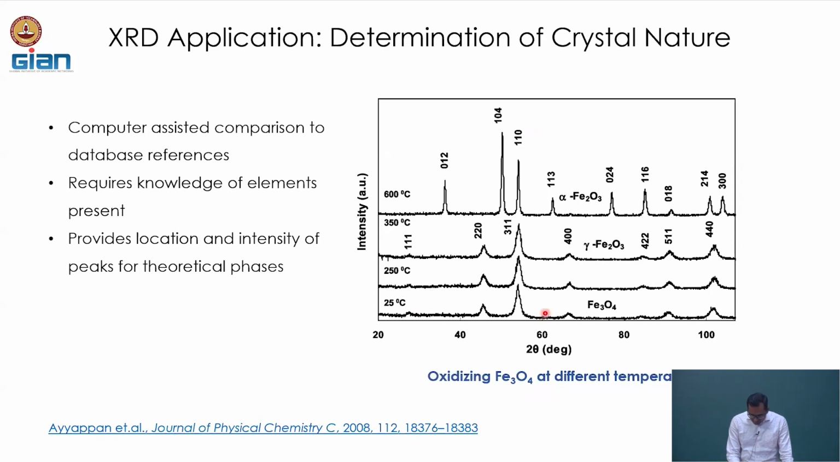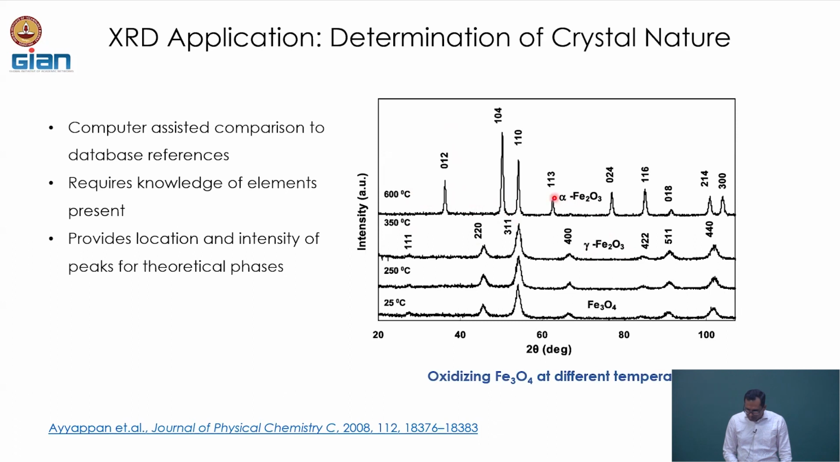So at 25 degrees Celsius, we see that the magnetite phase is still present. The same is the case with 250 degrees C. These are the two principal peaks for the magnetite phase. But as we are calcining at a higher temperature, which is 350 degrees Celsius, we are seeing different peaks corresponding to the gamma phase of hematite. And as we go to an even higher temperature, 600 degrees Celsius, our peak sharpens, and now we are seeing the alpha phase of hematite.